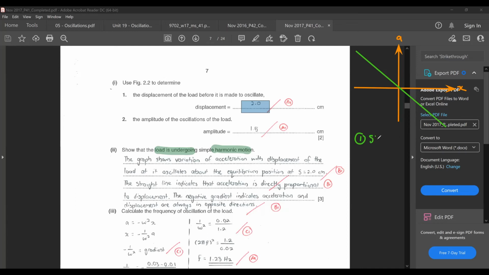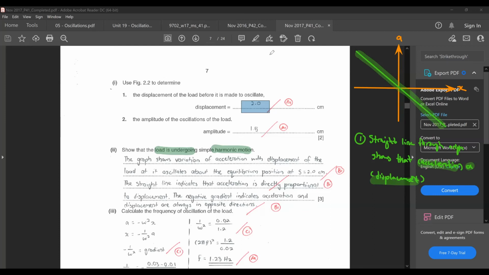You say straight line through origin shows that acceleration is directly proportional to displacement. Maybe I write this in full form: that acceleration is proportional to displacement. Okay, is referring to this one. Straight line through origin shows you that acceleration is directly proportional to displacement.